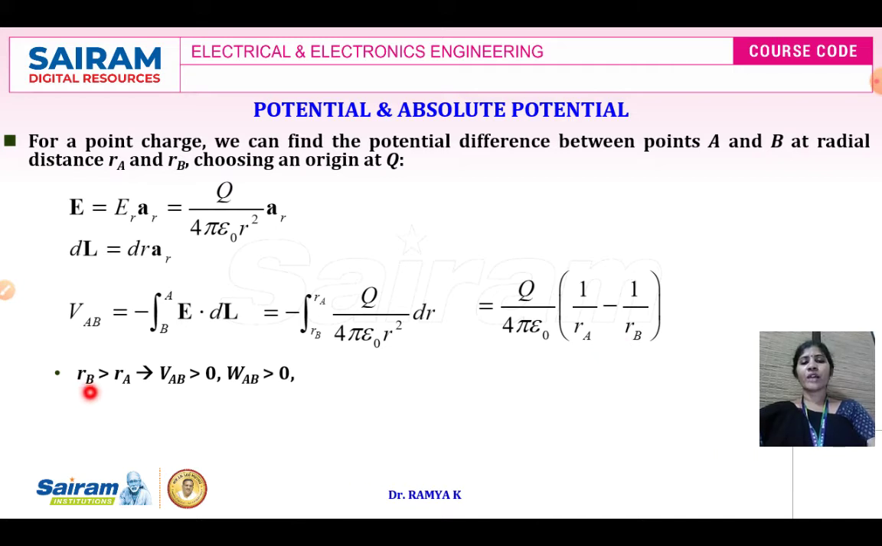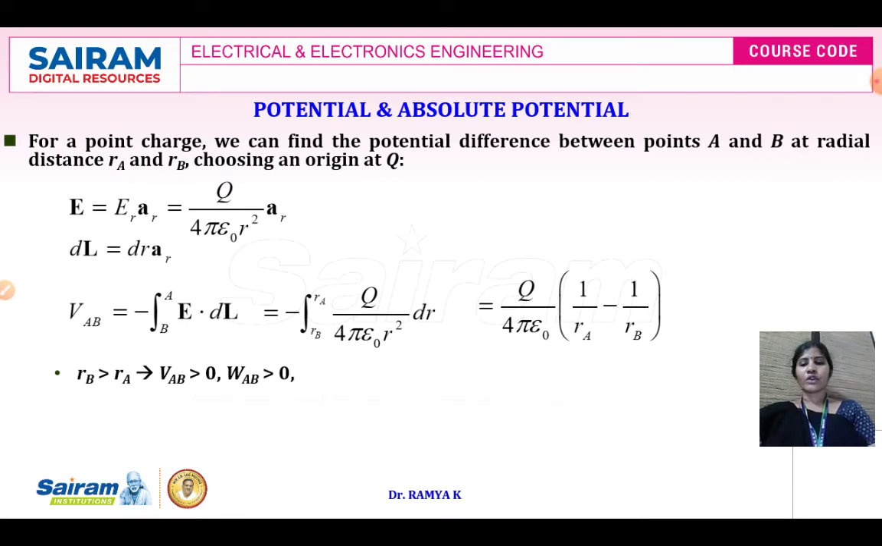If your RB is greater than RA, we should identify whether the work done and voltage are going to be positive or negative. If this particular term is going to be larger than 1 divided by RA, then VAB will be greater than 0 and WAB will be greater than 0.